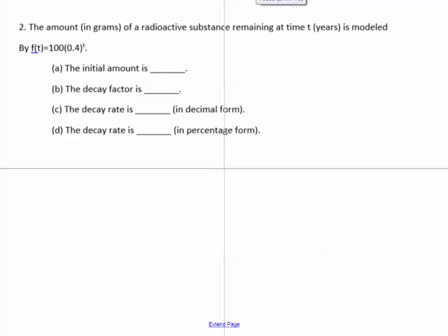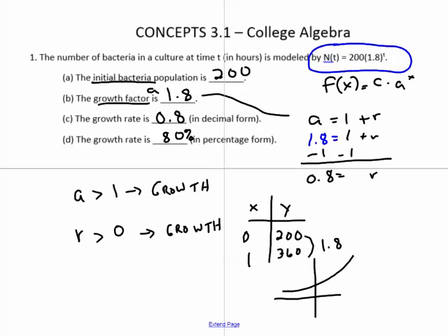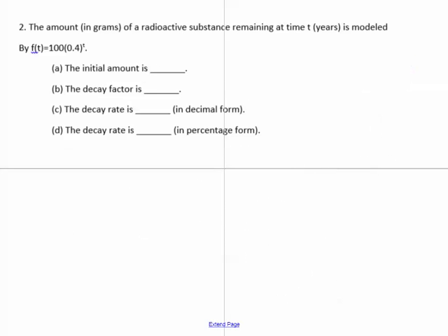All right, so we're going to do the concept of 3.1 again, intermediate algebra, college algebra. Talking about 3.1, exponential functions, and now we're going to go to maybe just a decay situation.